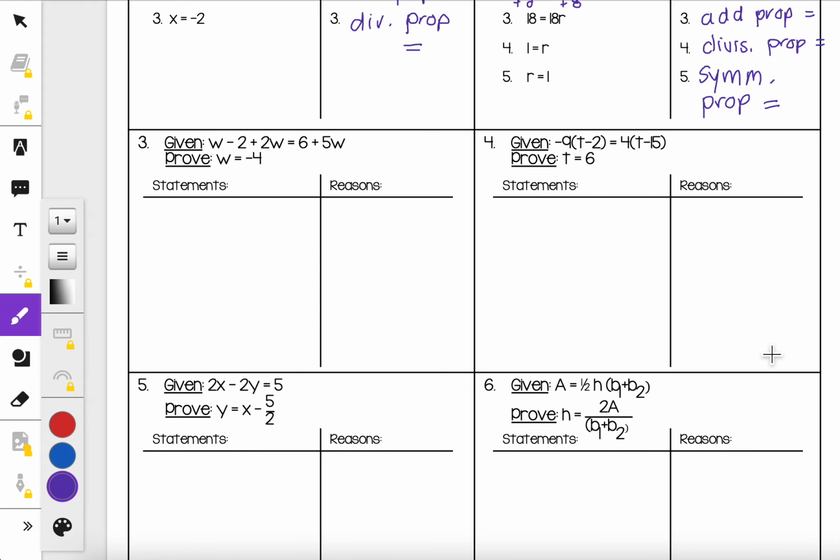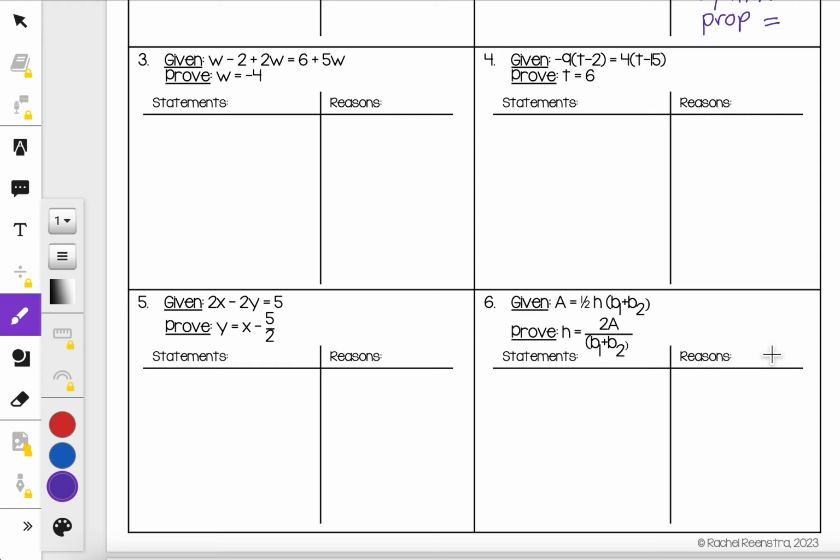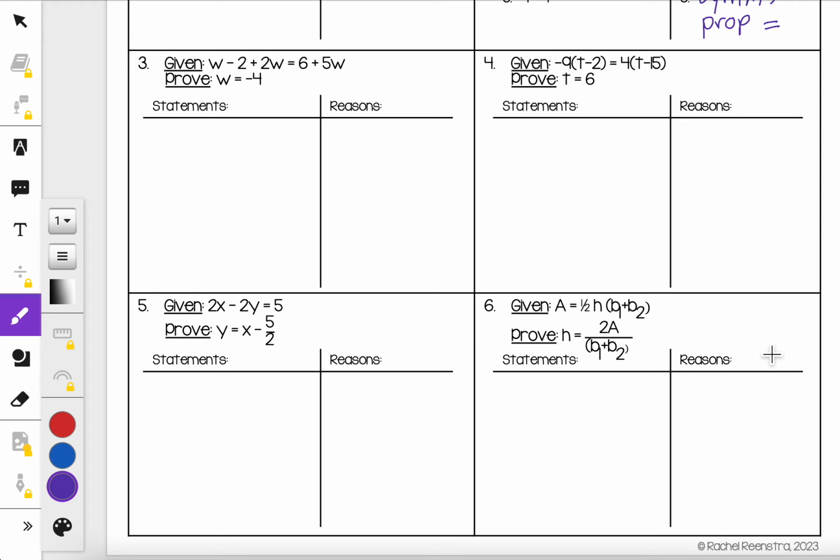Now our last couple examples, we have our given, we have our proof, and we have to come up with both sides now. So we have to come up with the statements and the reasons. When you do this, there is a chance that the way you would solve this equation is different than the way that I solve it. As long as your statements and reasons match and everything is justified, it is okay if your proof is slightly different than someone else's, as long as everything is backed up and all of the methods are correct.